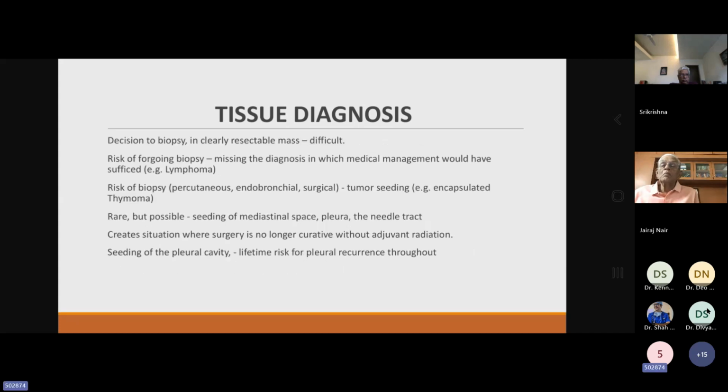The decision to biopsy a clearly resectable mass is difficult. The risk of foregoing biopsy is missing the diagnosis in which medical management would have sufficed. Risk of biopsy includes tumor seeding, especially in case of encapsulated thymoma. Seeding of the mediastinal space, pleura, and the needle tract can also happen. This can create a situation where surgery is no longer curative without adjuvant radiation. Seeding of the pleural cavity is a lifetime risk for pleural recurrence.